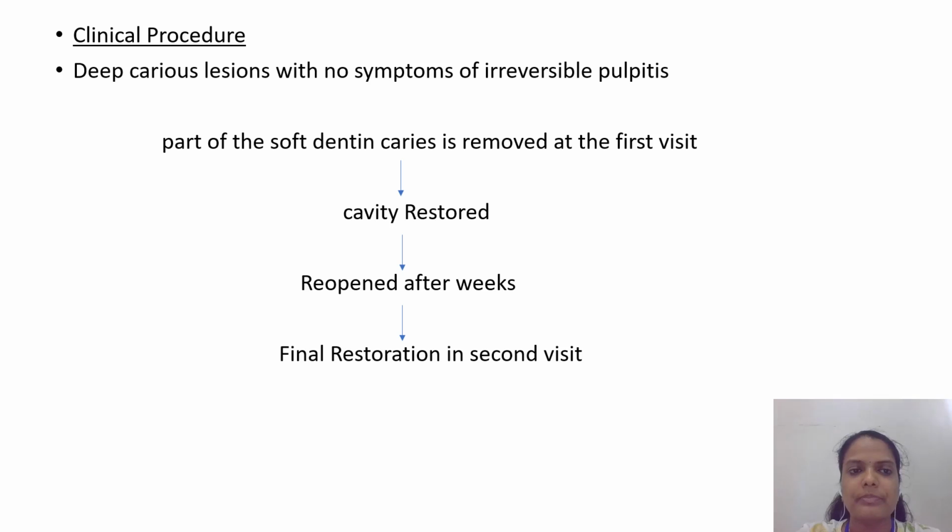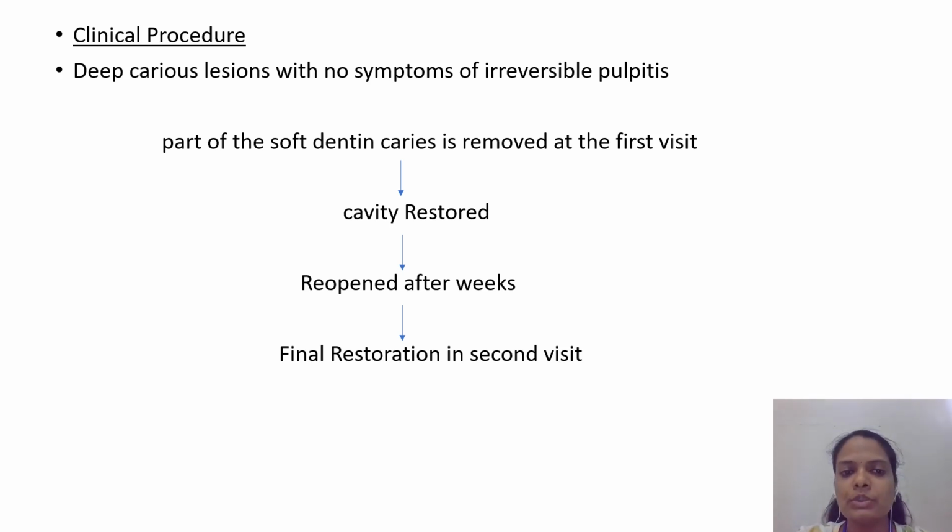Clinical procedure. How do we treat a tooth with a large carious lesion by using indirect vital pulp therapy? So whenever there is a large carious lesion, the soft infected dentin is removed first and the cavity is restored with a pulp capping agent. The commonly used pulp capping agents are calcium hydroxide based materials, any bioceramic, MTA based materials, or even Biodentine, and there are many others more.